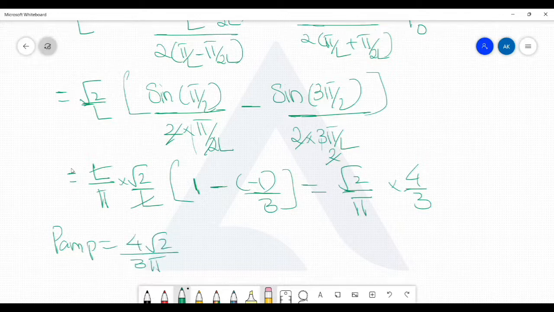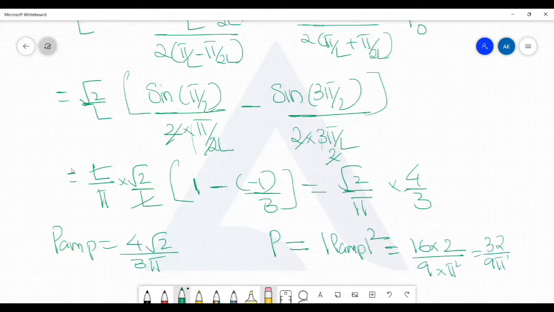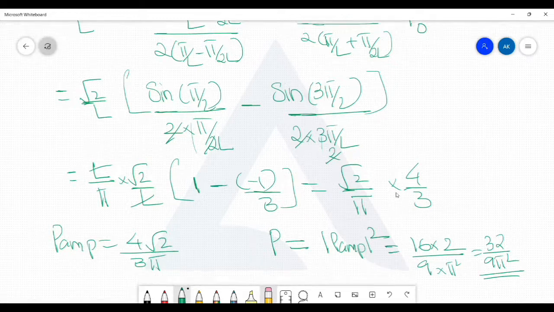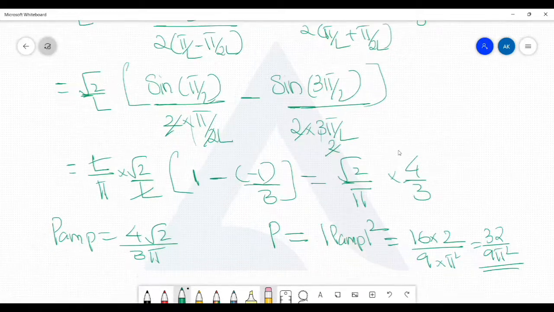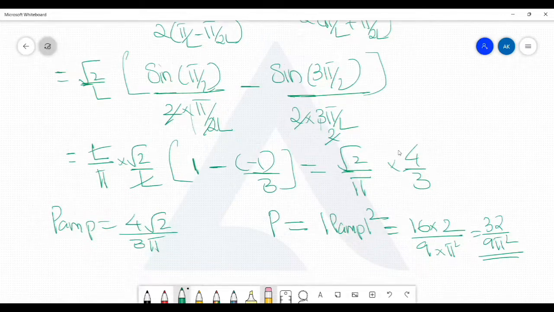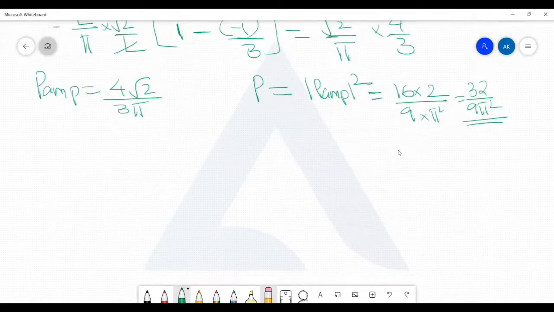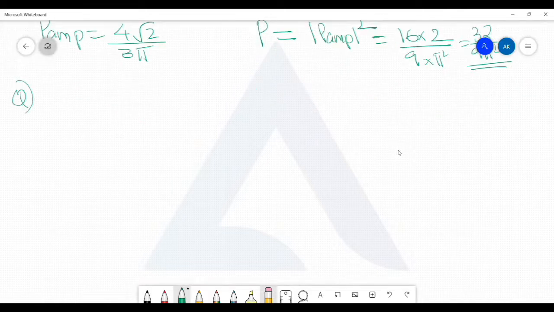My probability is simply the square of the probability amplitude, that is 16 into root 2 becomes 2, 9 pi square, that is 32 by 9 pi square. That is our answer. I will show you a direct method. In one step you can write it, but before that let me discuss one more question. Okay, then I will give you a direct method.